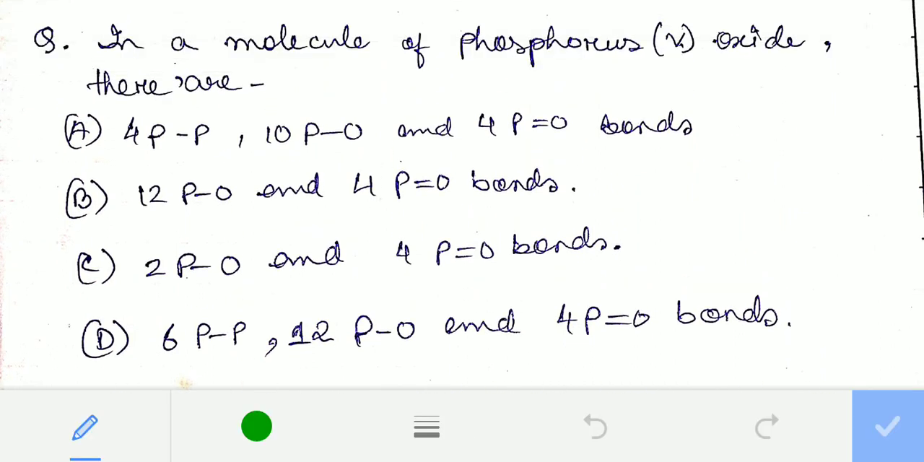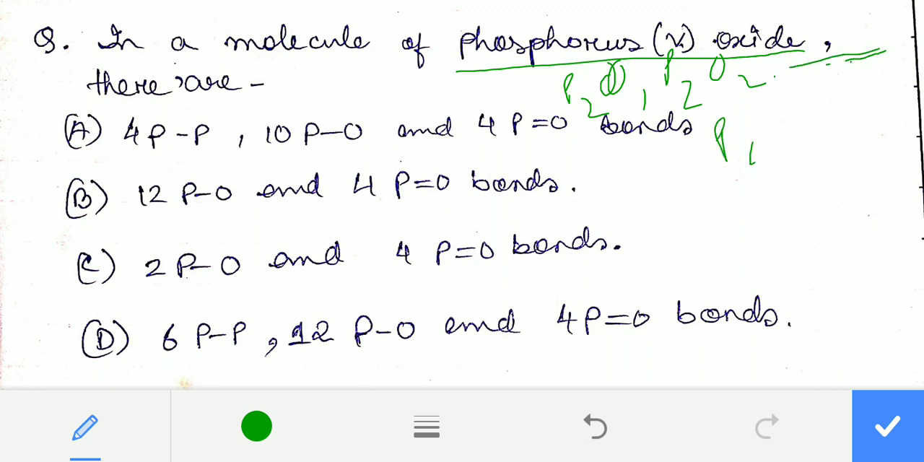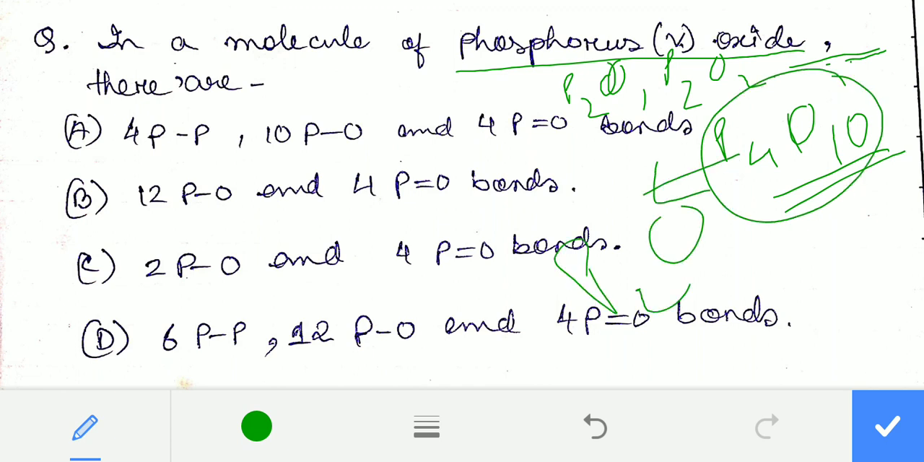In a molecule of phosphorus oxide. So guys, you need to know what phosphorus oxides are. It is a combination of phosphorus and oxygen. Phosphorus oxides start from P2O, then P2O2, and so on, and the last is P4O10. These are the most important phosphorus oxides. P4O10 we also call P2O5, which is known as phosphorus pentoxide, but the original formula is P4O10.